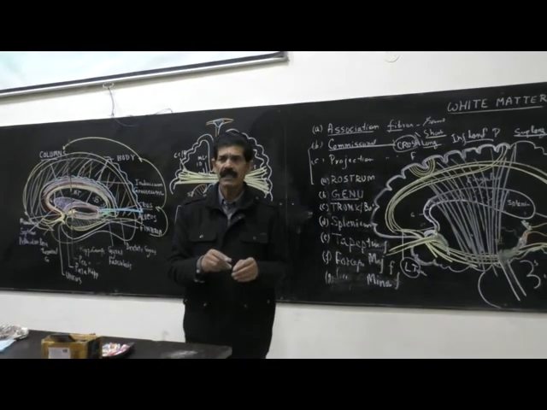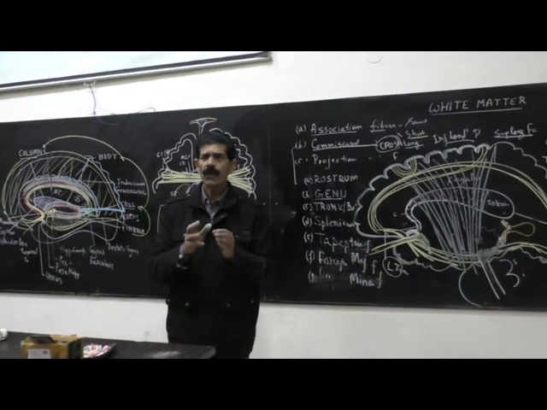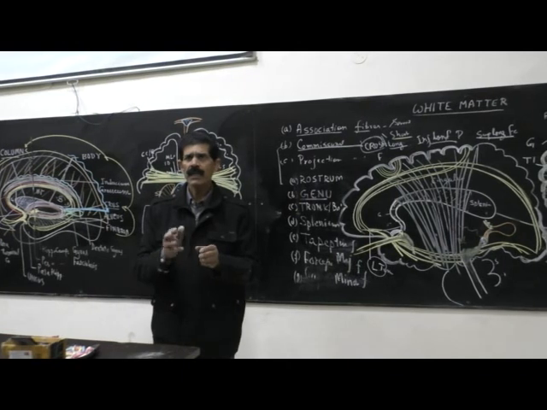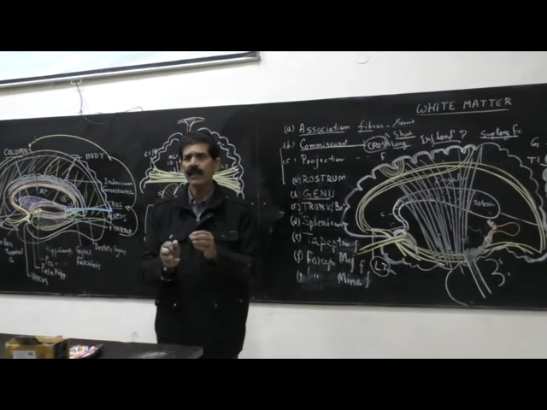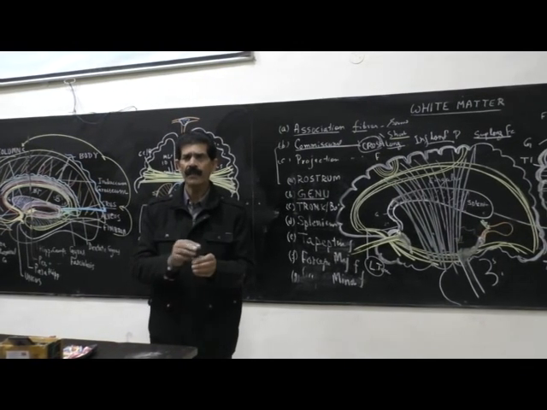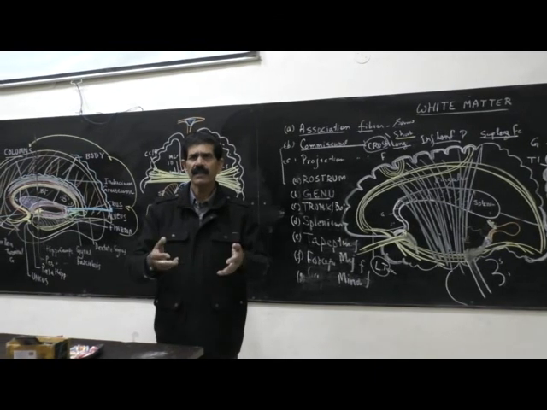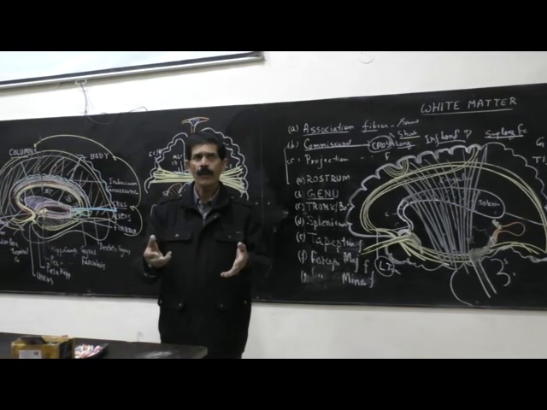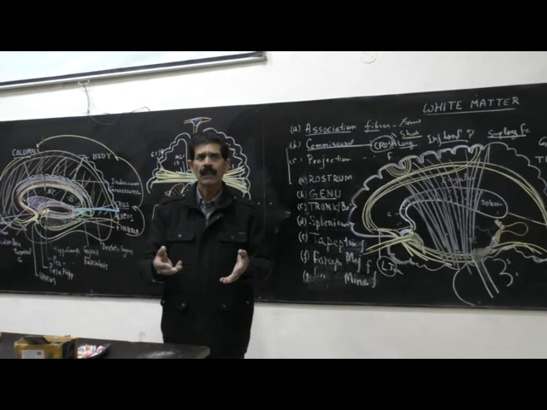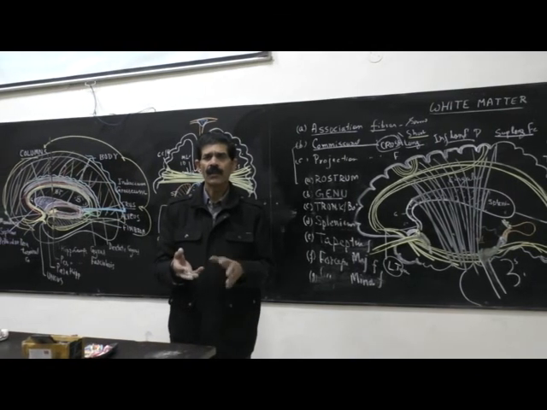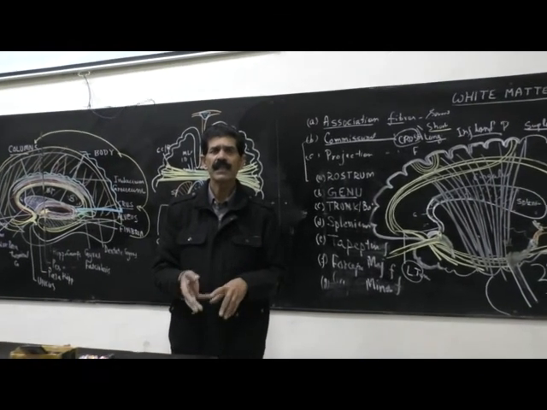This signifies that the corpus callosum interconnects the cortical areas of the right cerebral hemisphere and the left cerebral hemisphere, and this process helps in proper functioning of the conscious level of the brain, that is the cerebrum.